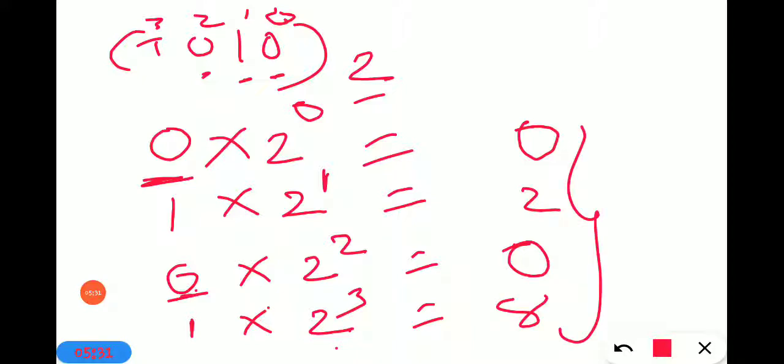Add all these numbers: 0 plus 2 plus 0 plus 8. What is the answer? 10. So 1 0 1 0 means 10. Clear, everyone? This is the first method.